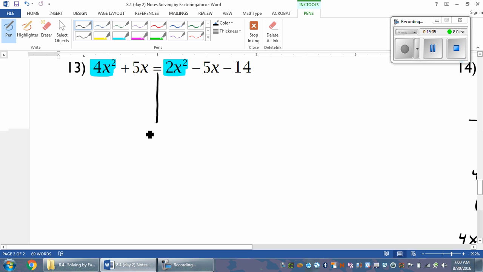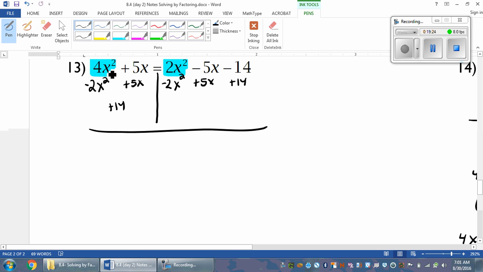Move the 2x squared all the way to the left, so we must subtract it. Again, I'm going to write it right under because we know that I'm going to combine it. Here, I'm going to add the 5x, put it right under the 5x because I'm going to combine them. All right, so 4x squared minus 2x squared, that's 2x squared. 5x plus 5x is 10x. And then we'll drop down the 14. Drop down the equals and 0.